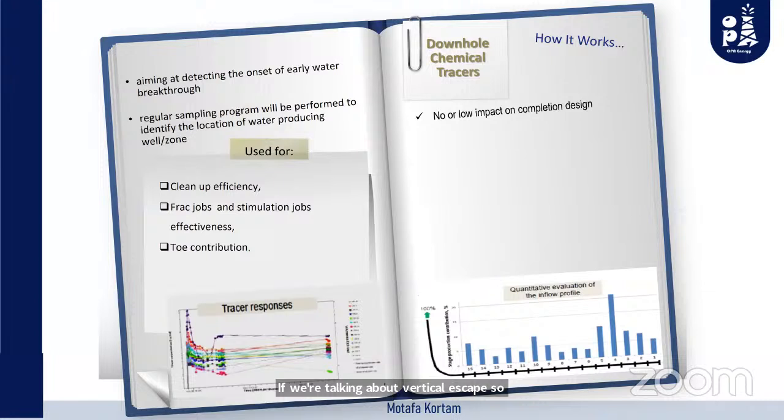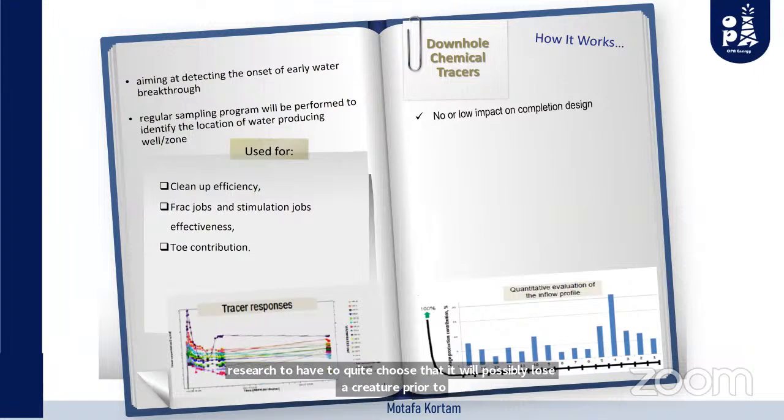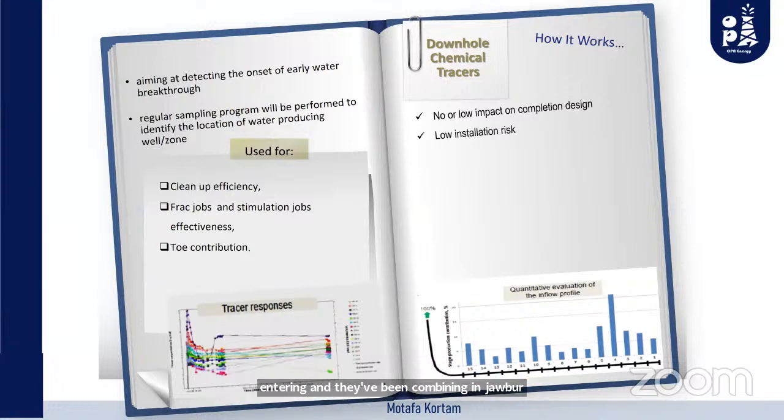The only direction for the production is toward the tracers, so you are quite sure that it will pass through the tracer prior to entering and combining in the wellbore and going up to the surface. There is no problem in the installation. There is less risk.